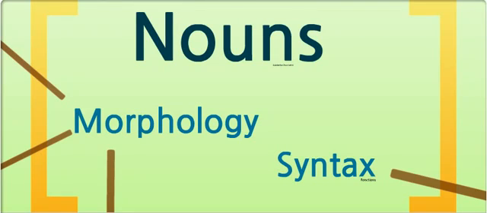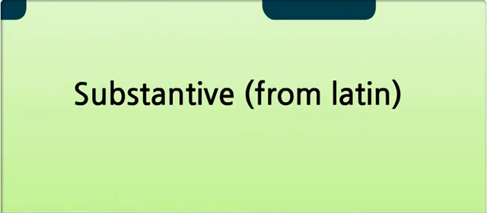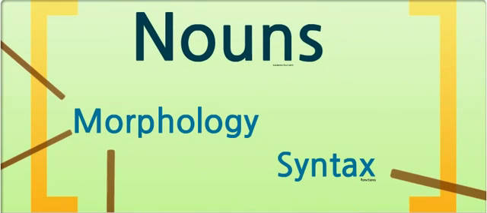Well, hi. We're going to talk about some contrasts we can find in nouns between Spanish and English. First, what is a noun? A noun is a word that stands for something, an object or a thought or a feeling. Nouns come from the Latin word substantive. That's another word for it, but they are commonly called nouns.